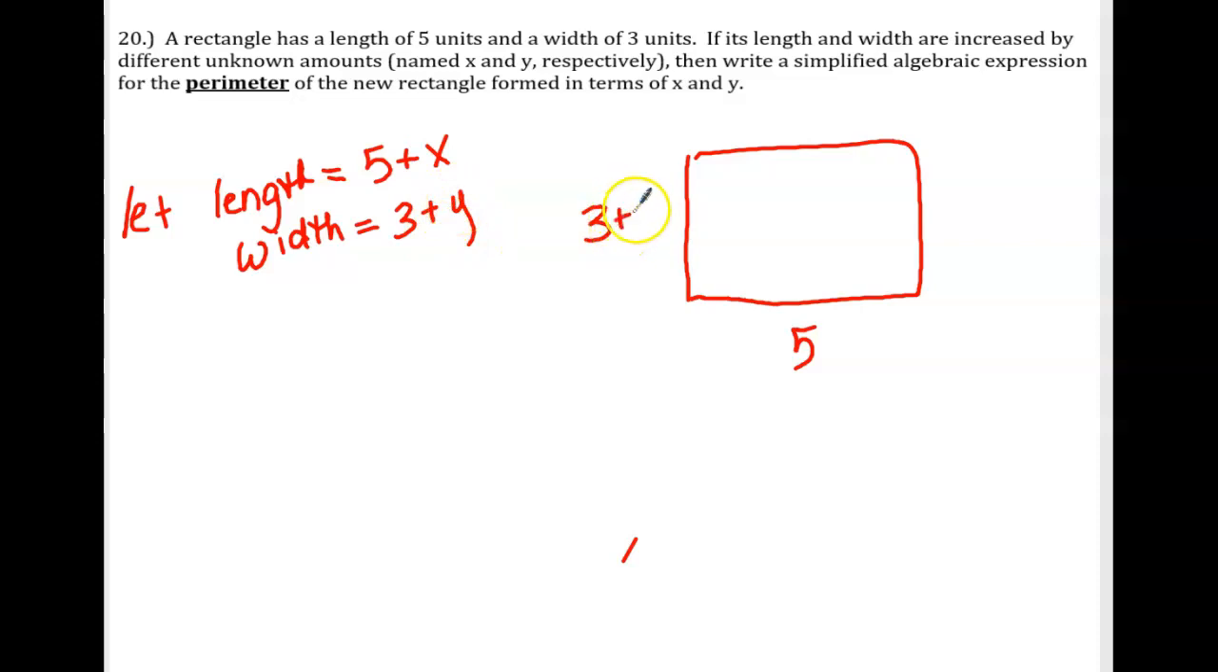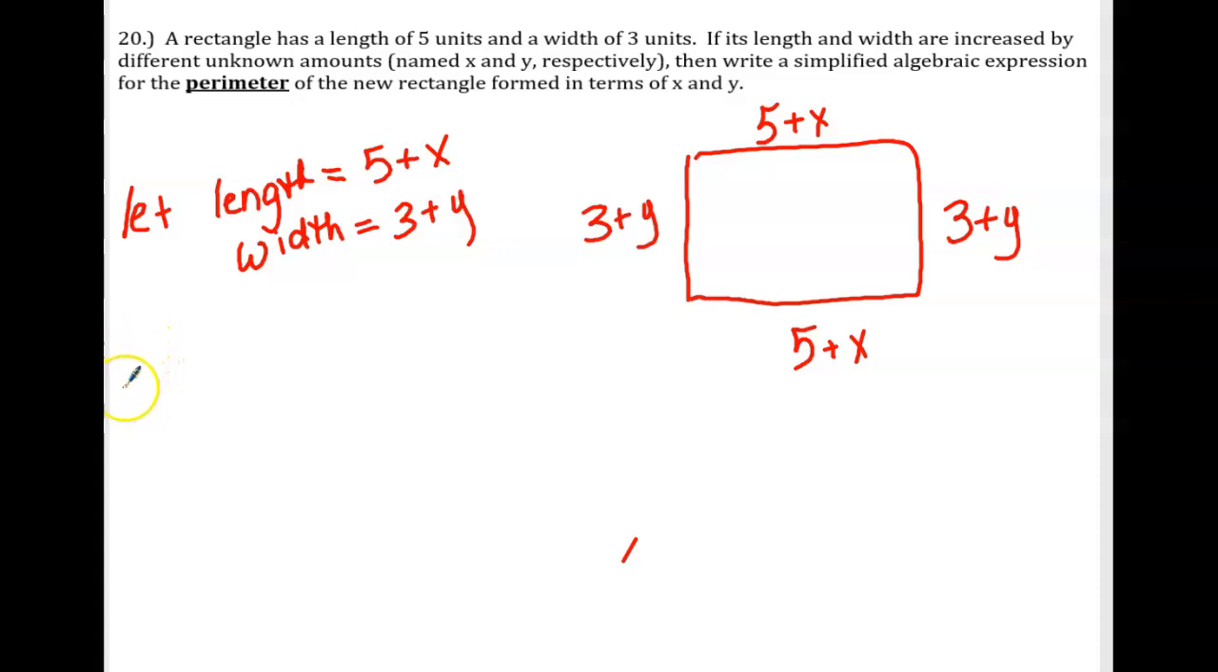All right, so let's draw it on here. This is 5 plus x. Actually, no, they're increased by different lengths, and we're asked to write a simplified algebraic expression for the perimeter. So for the perimeter, we add up all the sides. So in our picture, let's add in 5 plus x across from it and 3 plus y. To get the perimeter, we're just going to add all the sides together.